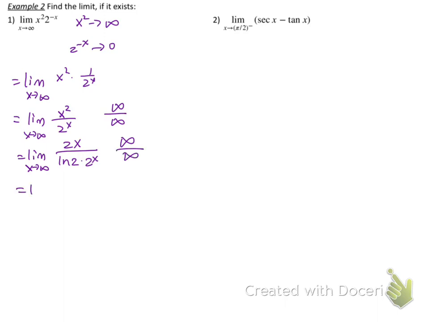One more round. You can see that the numerator is not infinity anymore. And for the denominator, differentiating the 2 to the x gives you another log of 2 times 2 to the x. Now it's not infinity over infinity. This is really 2 over infinity. That's 0. Anything over infinity is 0.